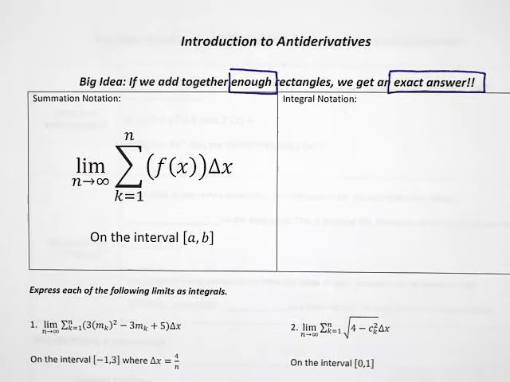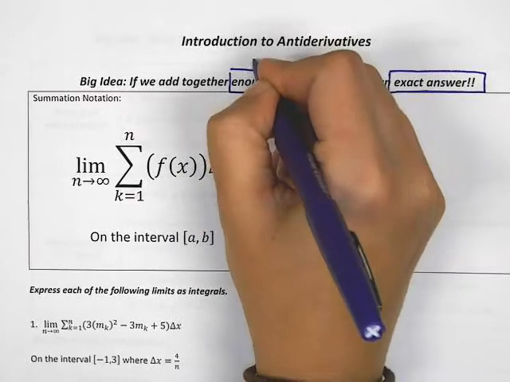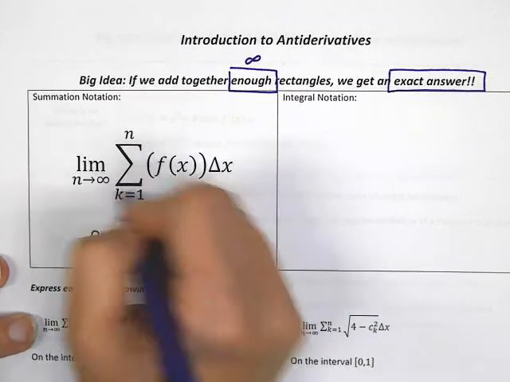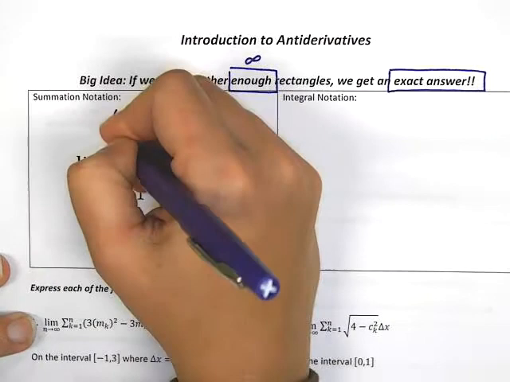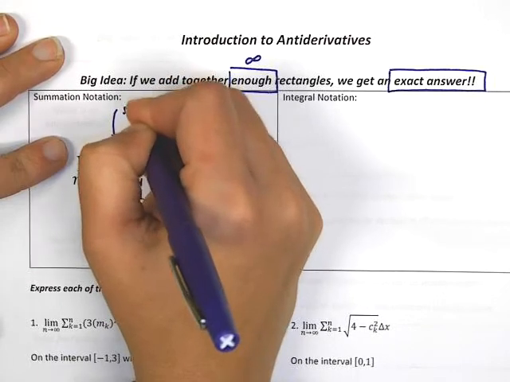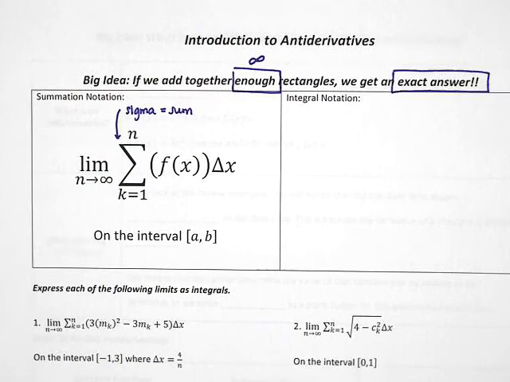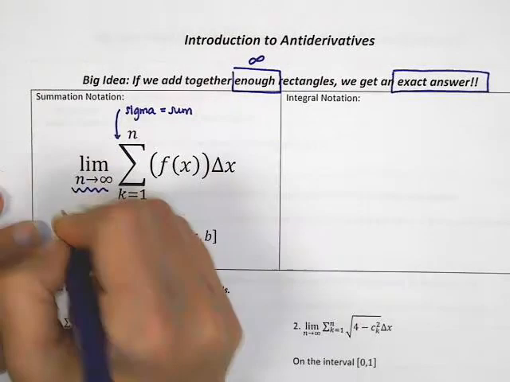So when I say if we add together enough, exactly how many is enough? Well, the answer to that is infinity. So in order to represent that we're adding together infinity rectangles, we use something called summation notation. This big cap, it looks like a capital E, is actually a sigma in Greek letters, and it means sum. So in other words, we're adding together a bunch of stuff. How much of that stuff? Well, we're adding together infinity number of rectangles.